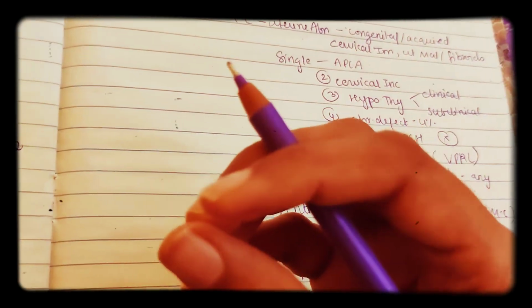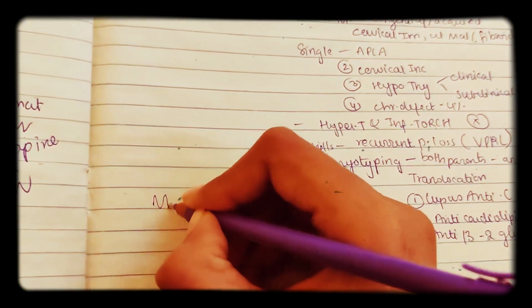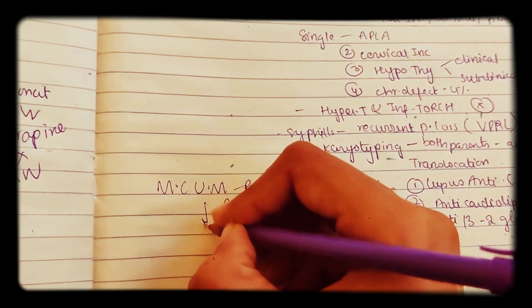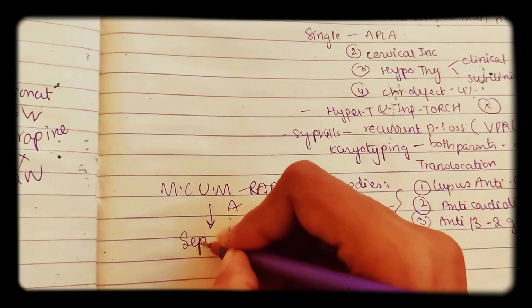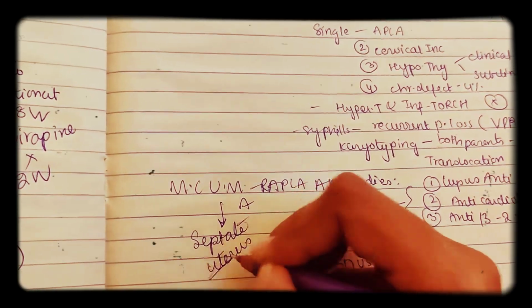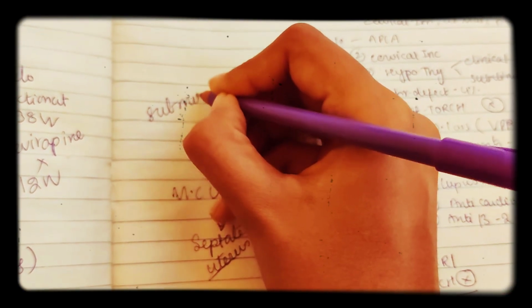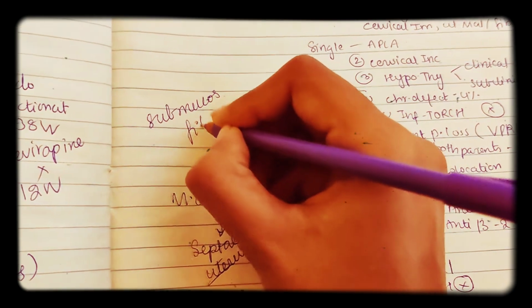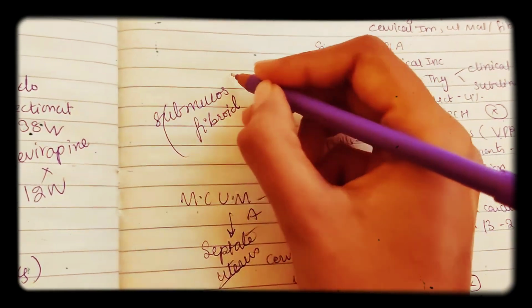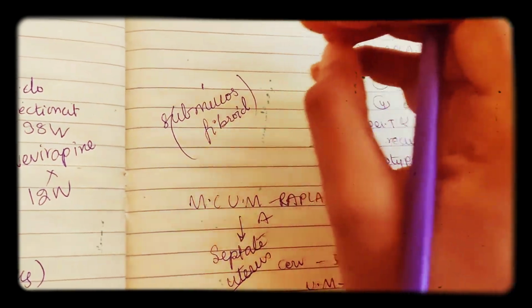Next, coming to the most common uterine malformation leading to recurrent abortions. The most common uterine malformation for recurrent abortions is septate uterus, which we need to remember. And next, coming to submucous fibroid. Submucous fibroid is the most common fibroid causing recurrent abortion.